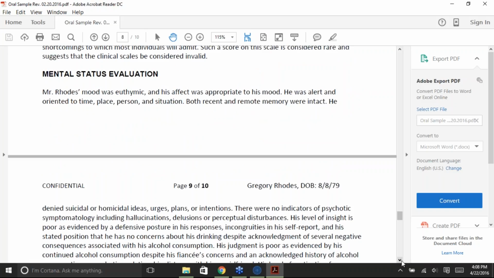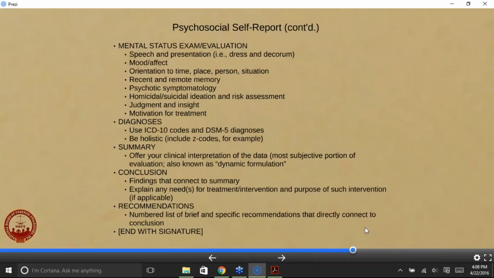Now, this is one of the most commonly messed up sections of the report, because a lot of people either haven't been trained on how to do this or how to type it up, or they don't cover all their bases with it. So we tried to make you bulletproof by telling you everything that we expect to see in this section. Their speech and presentation, their dress and decorum, in other words, their mood and affect, and whether that's congruent, their orientation to time, place, person, and situation, their recent and remote memory, psychotic symptomatology, homicidal or suicidal ideation and risk assessment, judgment, insight, motivation for treatment.